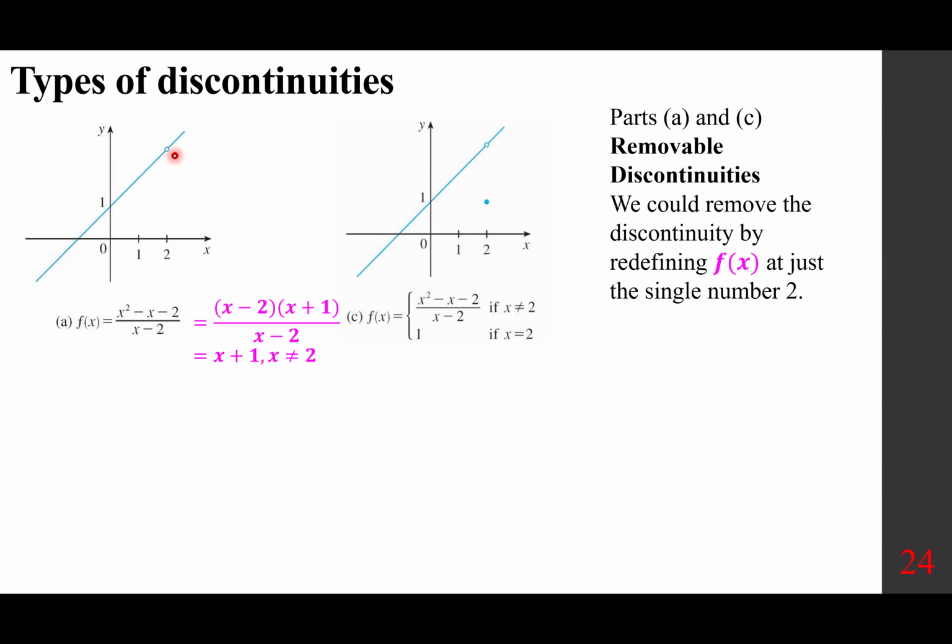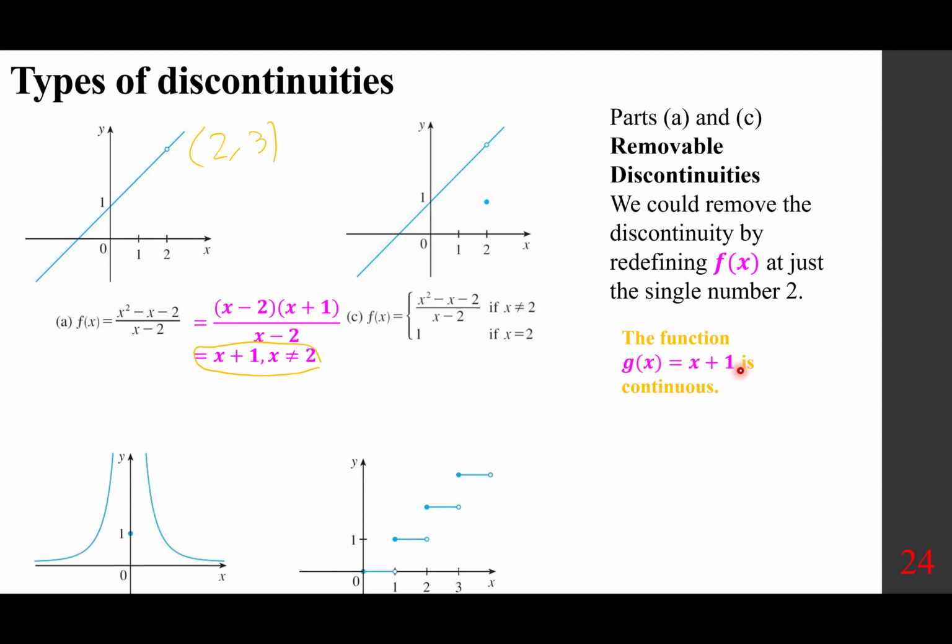Okay. So x can't be 2. If you plug in 2 here it becomes 3, that means this point, by the way, has coordinates 2, and then 2 plus 1, 3. So if you redefine this, instead of 1, if you put 3, it fixes the problem. That's the idea. That's why it's called removable. It can be fixed. There's only one discontinuity. However, the function g of x equals x plus 1 is continuous. Okay. This line is continuous.